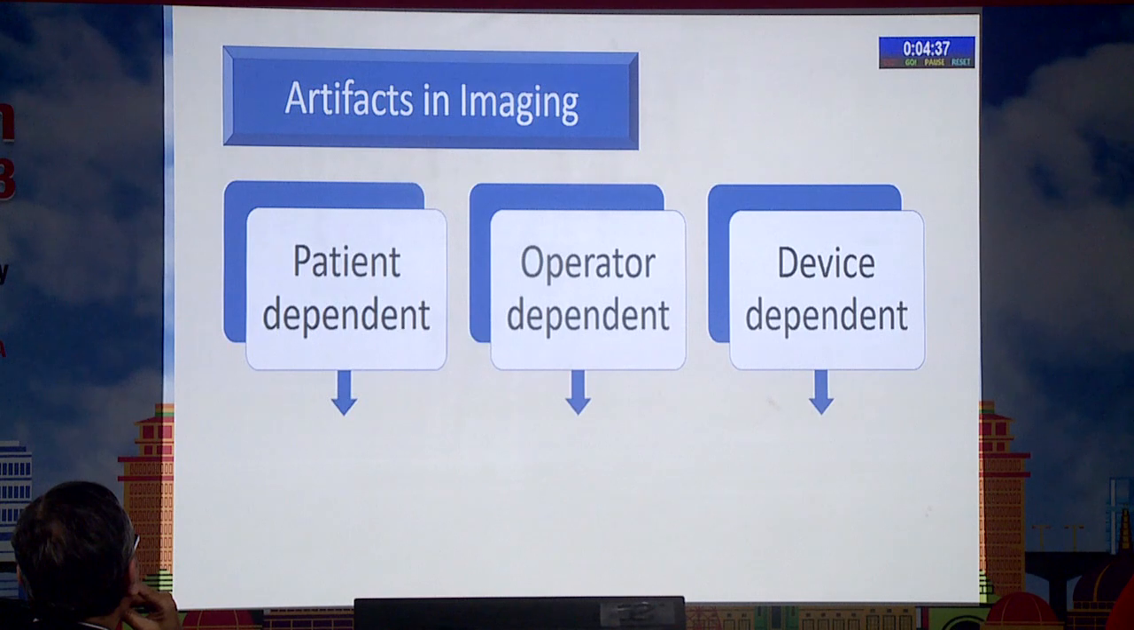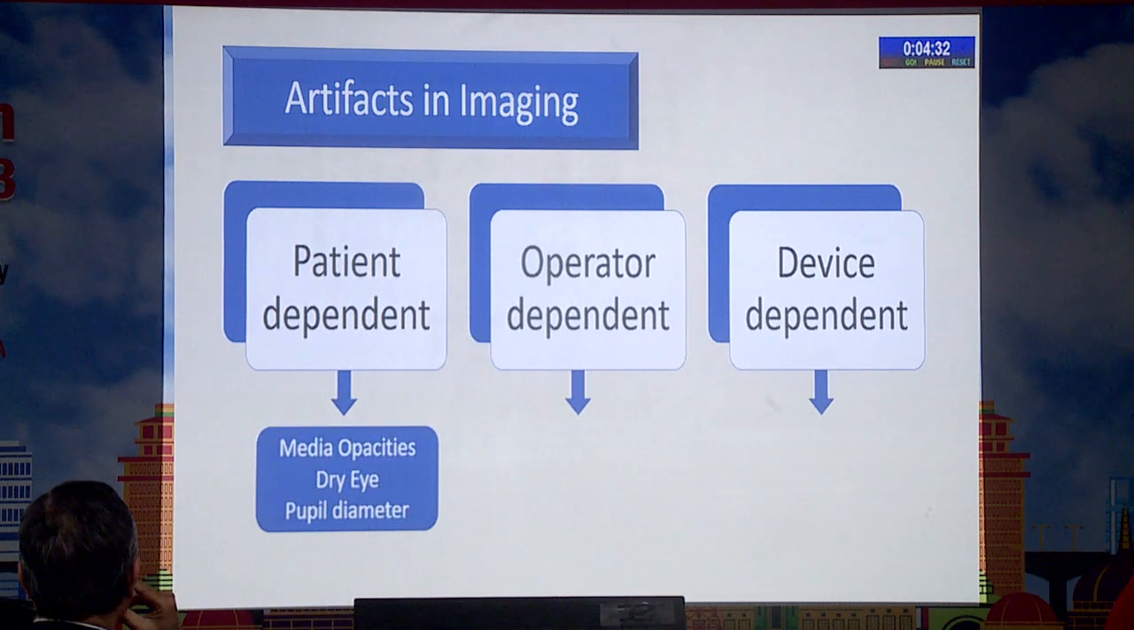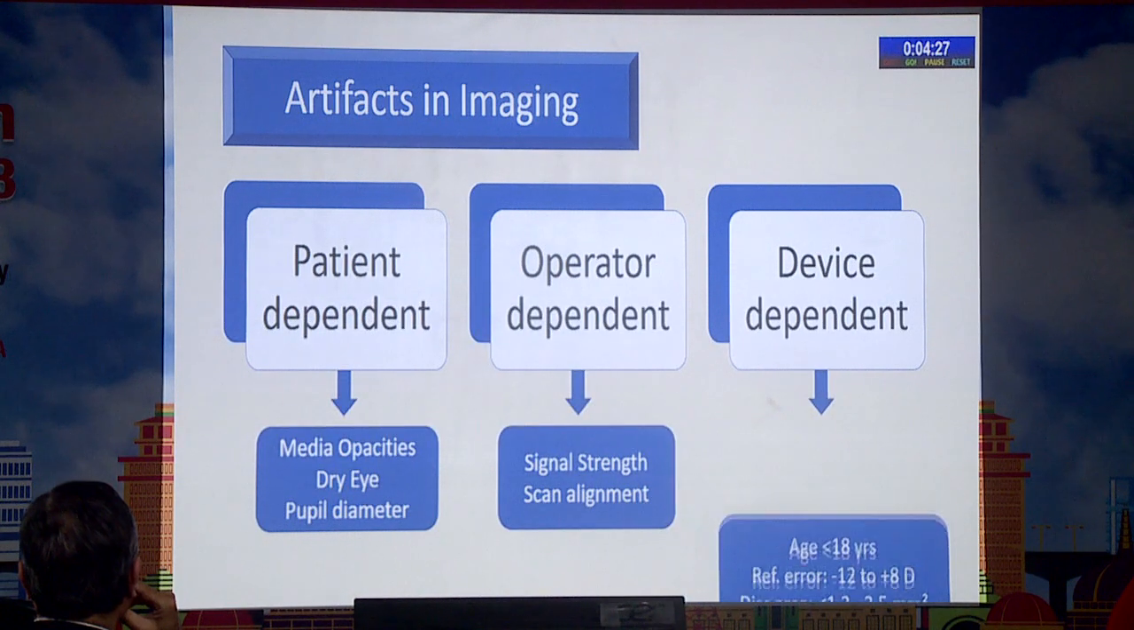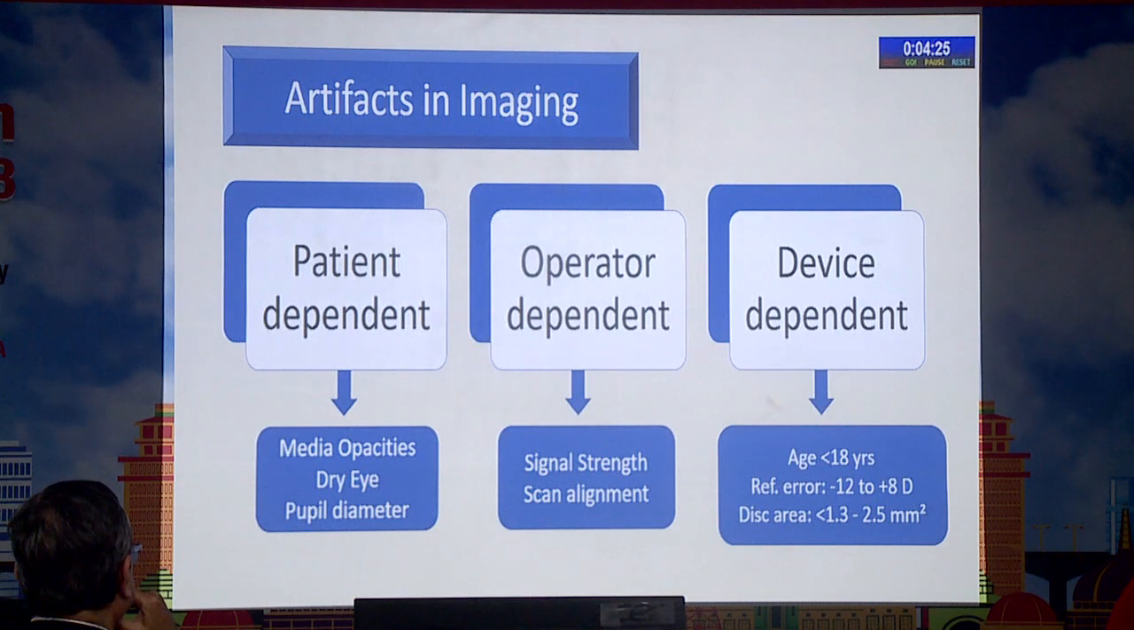So broadly, all the artifacts in imaging can be divided into three groups: the patient dependent, like media opacities or dry eye; operator dependent, like signal strength or scan alignment; or device dependent, like normative database.